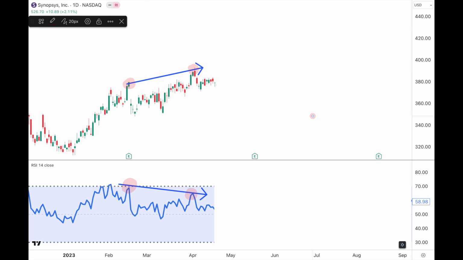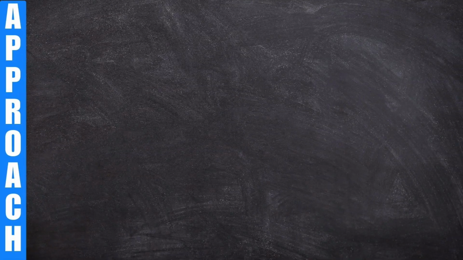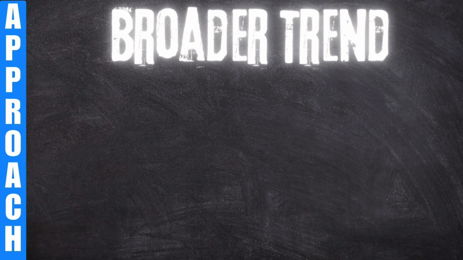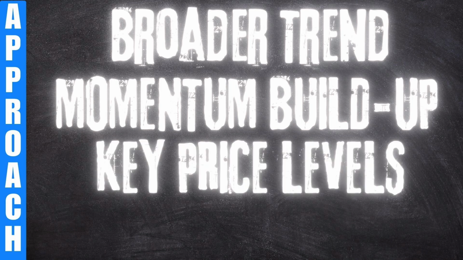The idea seems simple. Identify the divergence between RSI and price action and catch the reversal early. But here's the catch. Sometimes, even after spotting a perfect divergence, the price keeps falling. The approach should be to focus primarily on the broader trend, the build-up of momentum, how it interacts with key price levels, and when that momentum starts to fade.